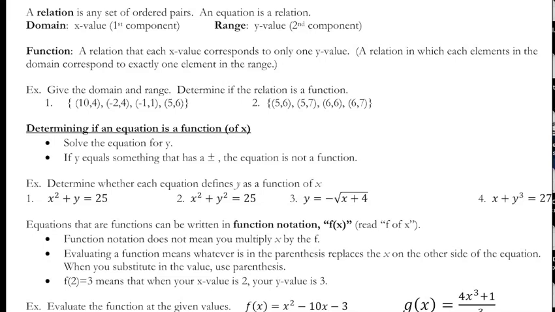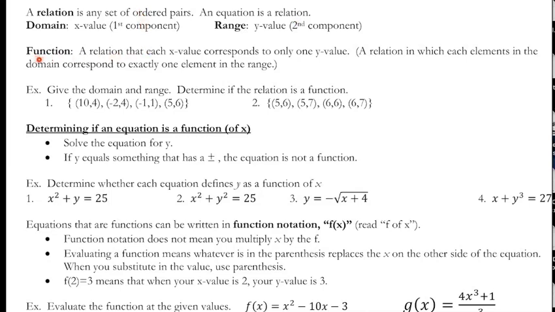When I do graphs, I have x and y values that make up my points. The x portion of the point is going to be where I get my domain. The y, that's where I'm going to get my range. So the x part is the domain, the y part is the range.